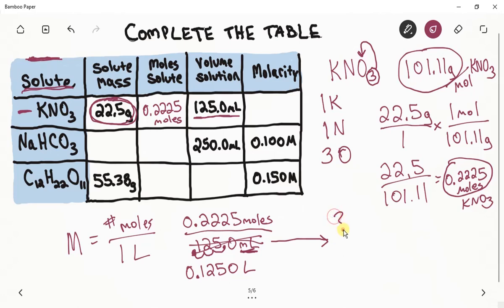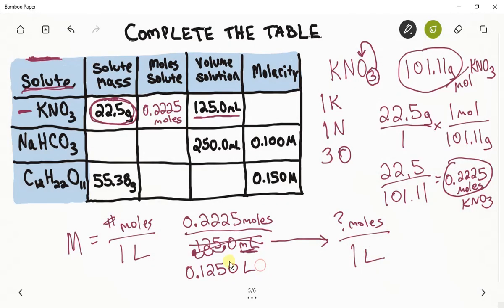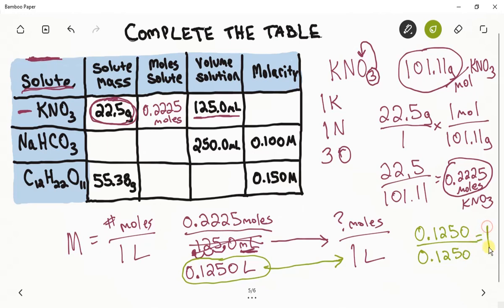So we need to find out how many moles are in 1 liter. And to do that, we need to change this 0.1250 liters into 1 liter. So how do we do that? Well, we divide it by itself, divided by 0.1250 liters, because that gives us 1. And so that's what we're looking for. We're looking for 1 liter.